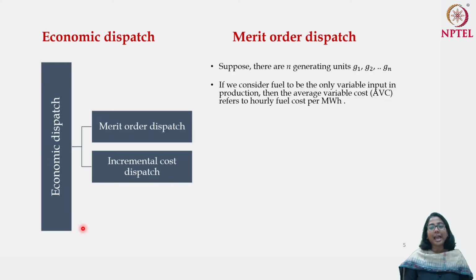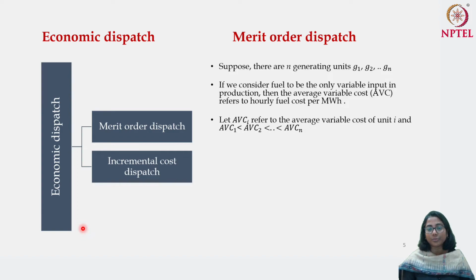In that case, the average variable cost of this plant will be given by the hourly fuel cost per megawatt hour. So in order to generate 1 megawatt hour, what is the hourly fuel cost that the plant has to incur? This is given by the average variable cost.